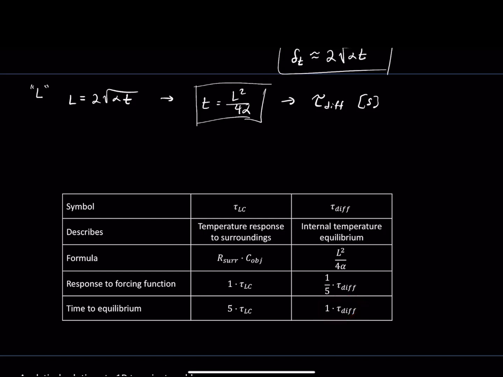So this is just a way of comparing. If you compute both of these two time constants, you end up with a good description of how long it's going to take for the entire body to fully respond to the surroundings temperature change. That's tau LC. And you'll have some understanding of how long it takes internally for a uniform temperature profile to start to develop, and that's tau diff.